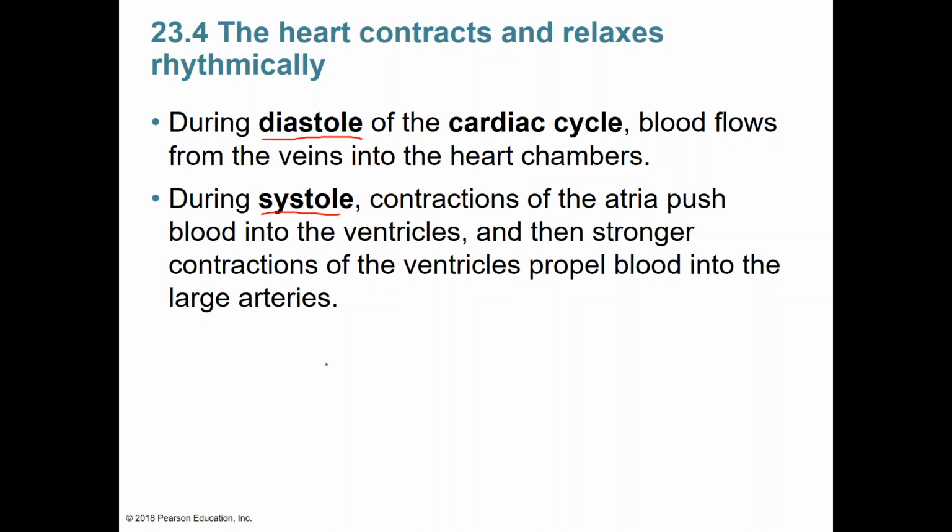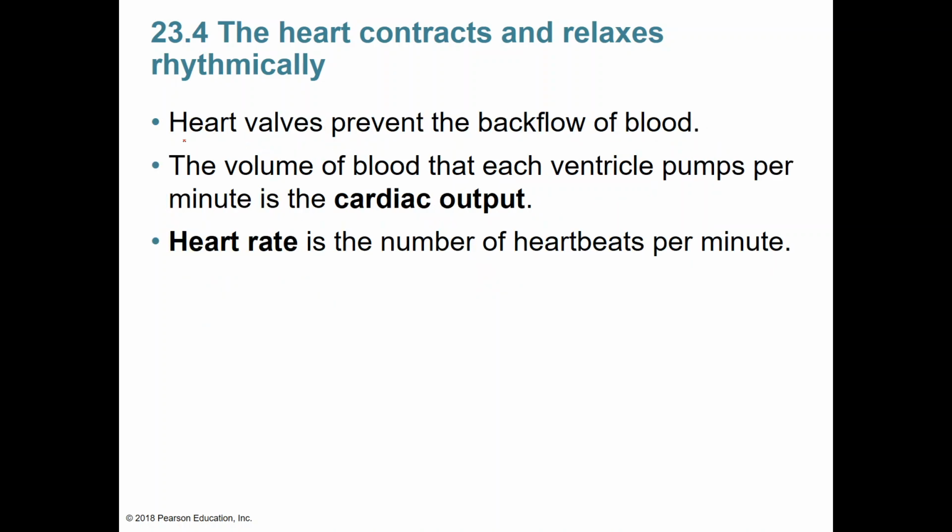The heart's pumping has the contraction that pumps the blood, and then the heart muscle relaxes. In order to not let blood flow back into the heart during the relaxation of the muscle, there are valves that close off to prevent the blood from flowing back. The volume of blood that each ventricle pumps during each minute is referred to as the cardiac output, whereas the heart rate is how many times the heart beats in a minute.